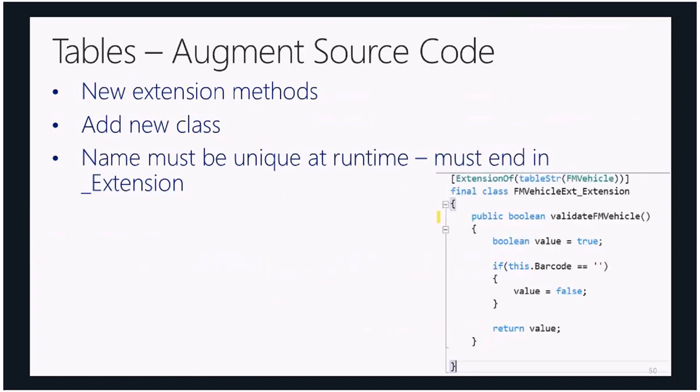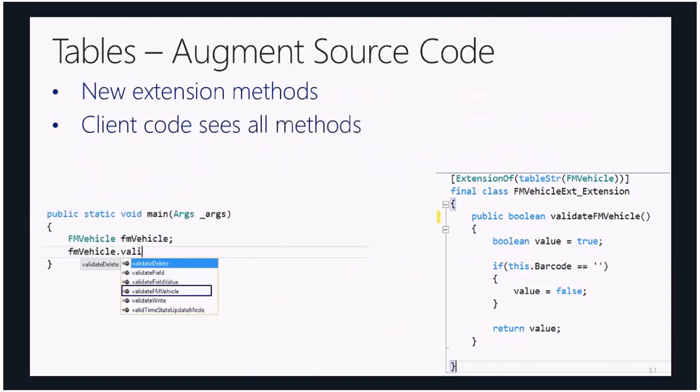The extension class added will have the visibility to the core object, including protected member variables and methods, and any methods added will show up as methods on the core table object. Here you can see we have added a custom validate method. From the client code, this method appears alongside other base methods. It can be invoked, and the extension code will be called.